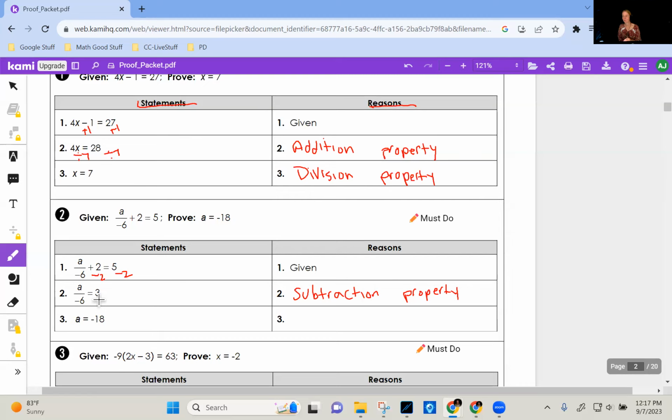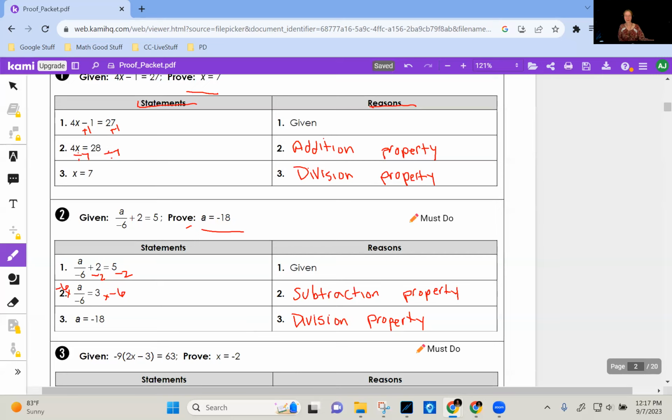Okay, next step. What did I do to get from this to this? It looks to me like I multiplied by -6 on both sides. So this cancels the 6 out, and 3 times -6 is -18. That means that I used the multiplication property. So that's what I'm going to write down there. And you notice that each time I got to what I was trying to prove. There I was trying to prove x equals 7. Here I was trying to prove that a equals -18.